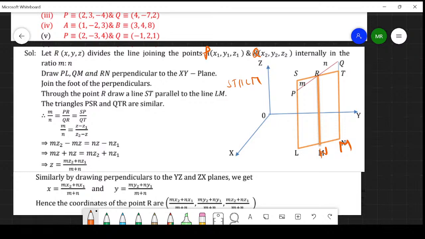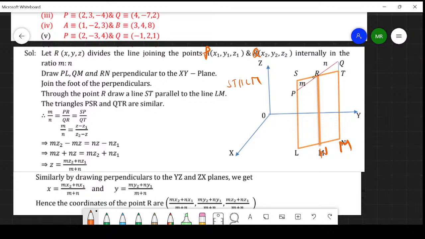Now you extend to the point S on PL, and this line cuts QM at T. When I draw the line ST parallel to the line LM, you can join S and P. T will be a point on QM. Now we have two triangles: PSR and QTR are similar triangles.